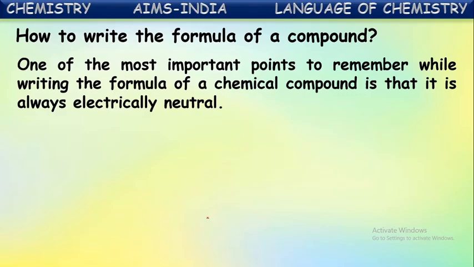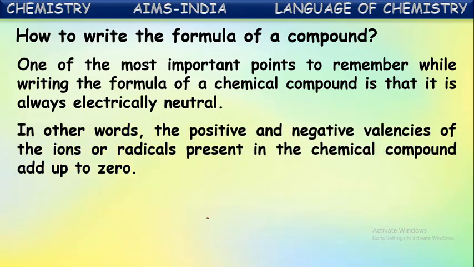One of the most important points to remember while writing the formula of a chemical compound is that it is always electrically neutral. Mostly, not only one compound but any compound, the molecule of a compound will always be electrically neutral. What does electrically neutral mean? It won't have any charge.